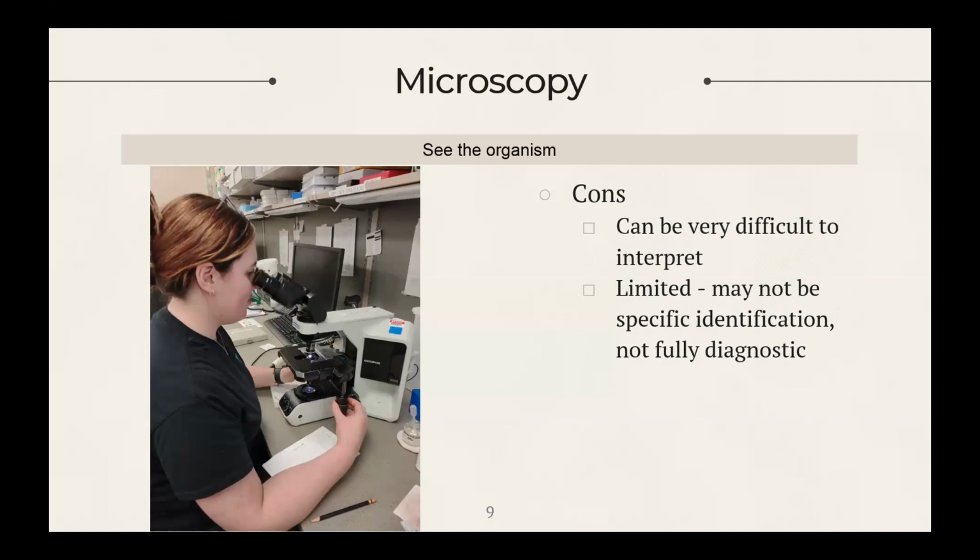Unfortunately, bacteria are very tiny. And so even under a scope, sometimes you're not sure whether you're looking at bacteria or not. It's also pretty limited. We can do a gram stain and we can see we have gram-positive cocci, but I can't tell you which organism that is based upon the gram stain alone. So a lot of times we can't give you identification. It's not fully diagnostic.